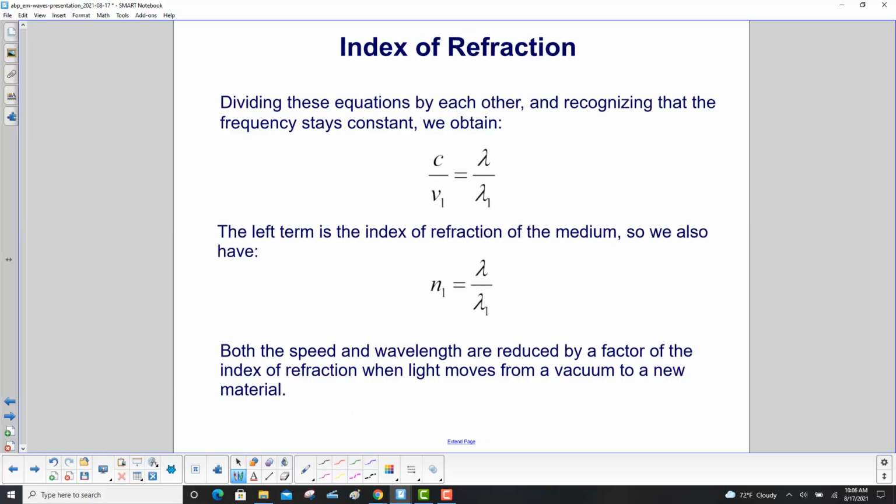Dividing these equations by each other and recognizing that the frequency stays the same in both media, we have c over v1 is lambda over lambda 1. And what is this term right here? That's the index of refraction of the medium. So we also have n1 is equal to lambda over lambda 1. Both the speed and wavelength are reduced by a factor of the index of refraction when light moves from a vacuum to a new material.